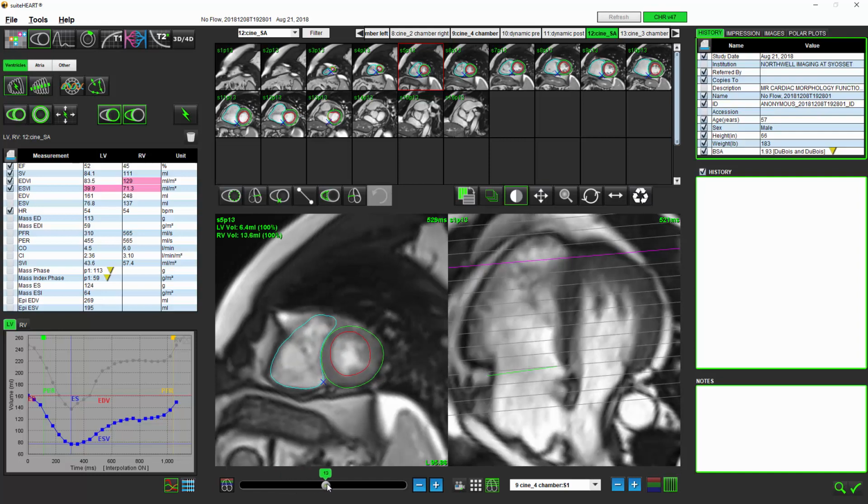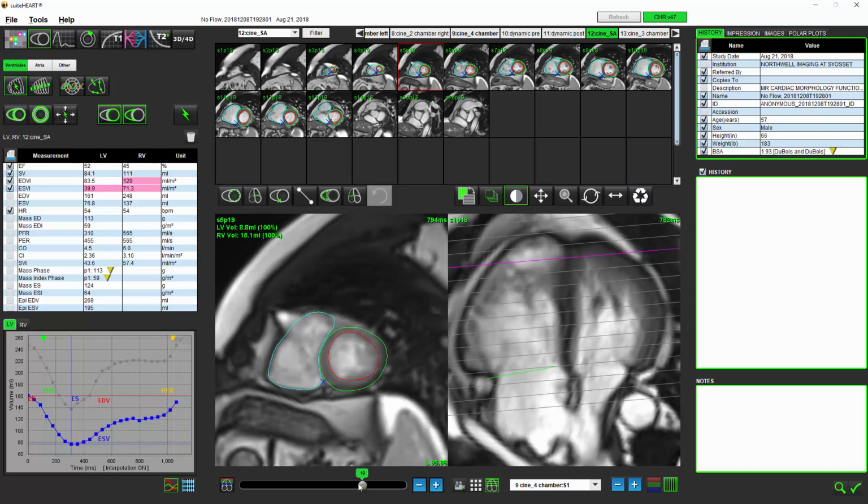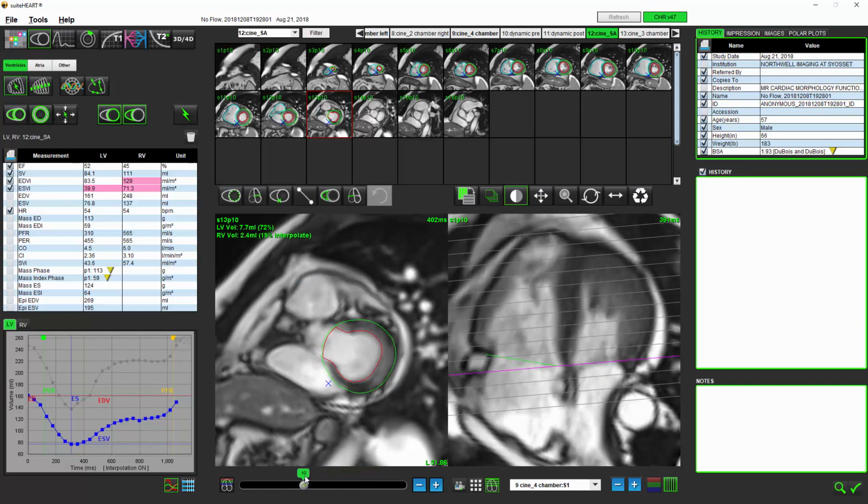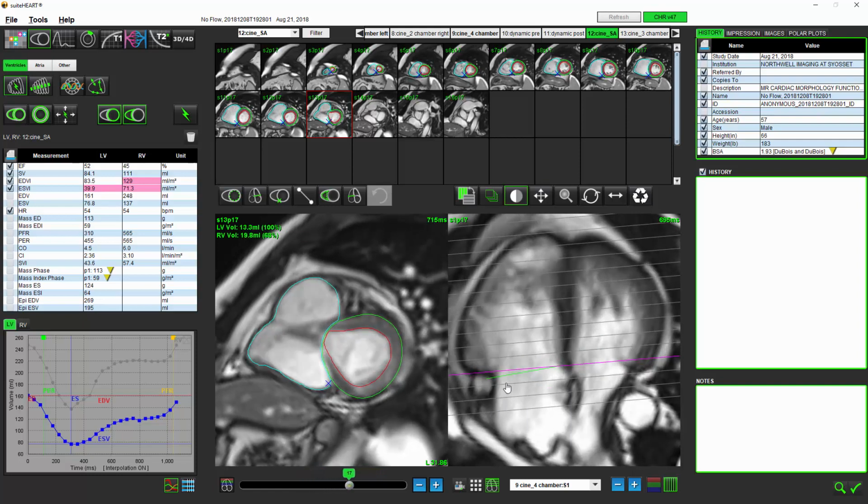So here you can see the base of the right ventricle defined on the various phases. On the basal slices, you can see only a portion of the right ventricular trace is being used, depending on whether the slice is inside or outside the right ventricle, as defined by this LV basal line here. The right ventricular end diastolic volume index is 129, which is severely enlarged. Yet the left ventricular ejection fraction and end diastolic volume index are normal.